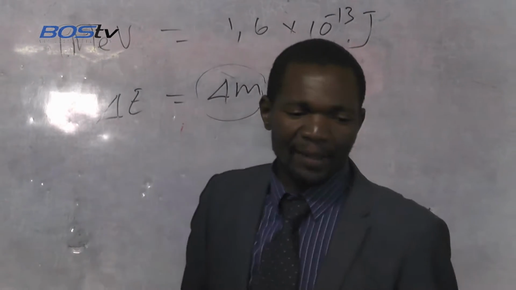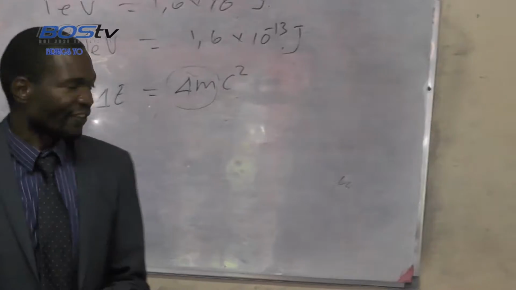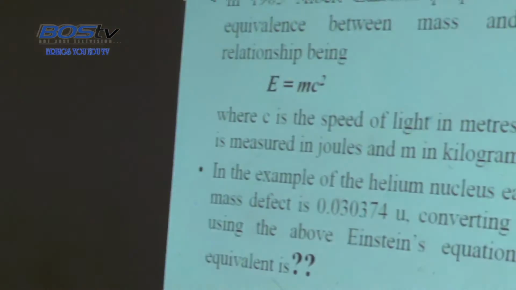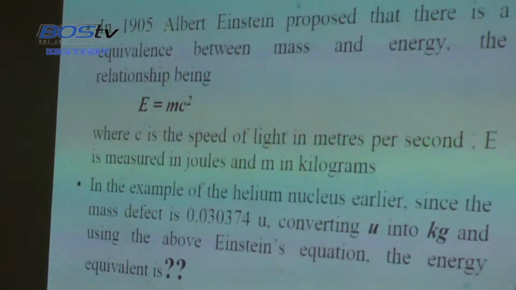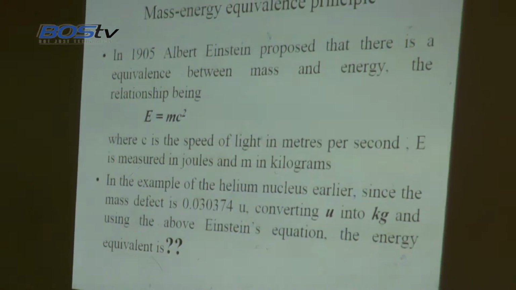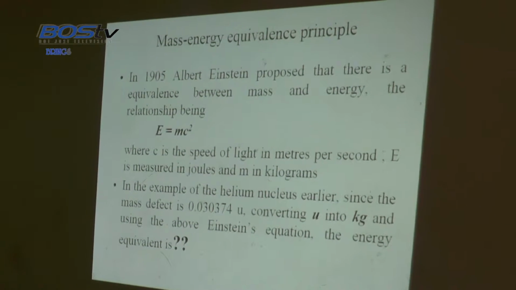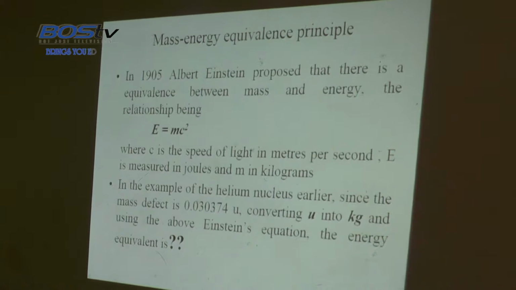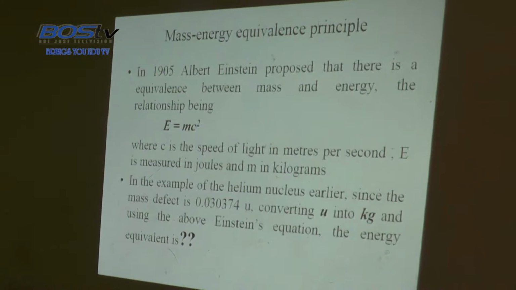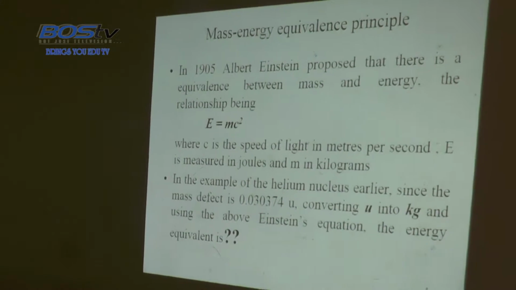So we are saying Albert Einstein proposed that there is an equivalence between mass and energy, and that equivalence is given by the relationship E is equal to mc squared, as you have referred to. Everyone knows that E is the energy equivalent, M is the mass, and c is the speed of light in free space, which is approximately 3 times 10 to the power 8 meters per second.